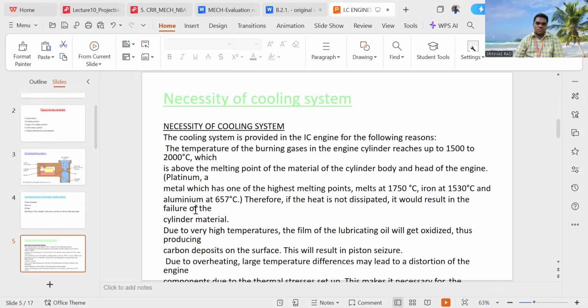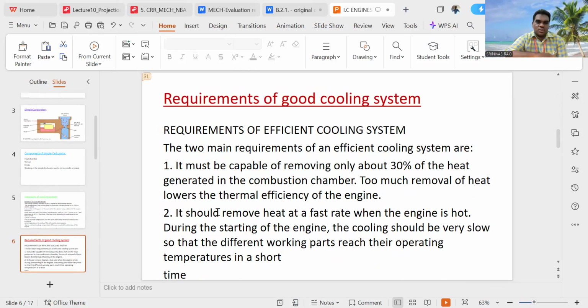Okay, so these are some of the disadvantages we have. In order to overcome all these things, we definitely have a cooling system in internal combustion engines. So these are some of the requirements before we select a particular cooling system for internal combustion engines. First, the two main requirements.